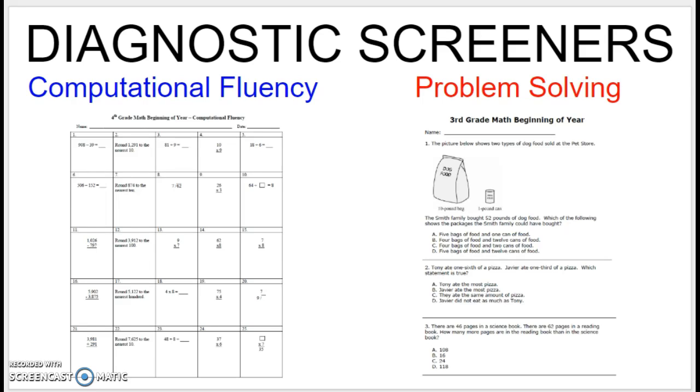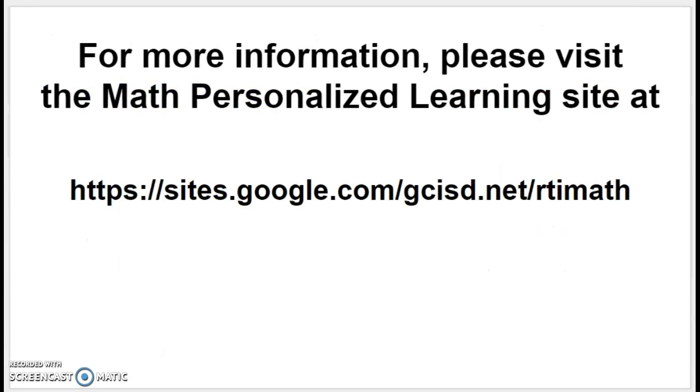The computational fluency screener is 25 questions long and is entirely free response. The problem solving screener is about 20 questions long and is a mix of multiple choice and free response items.